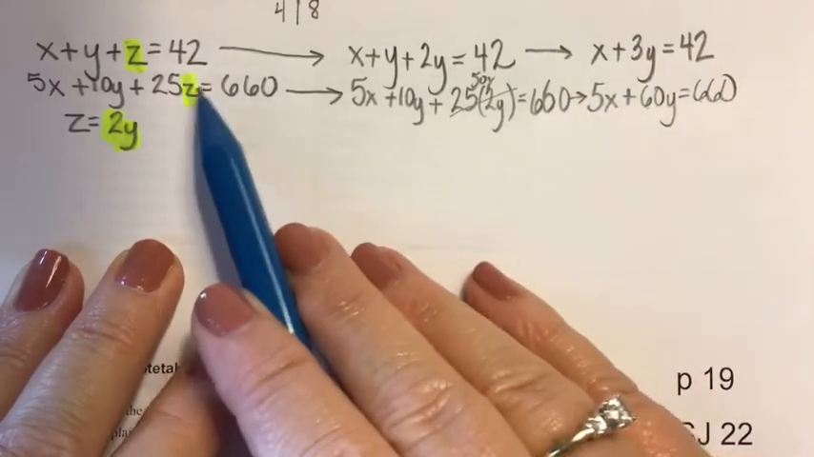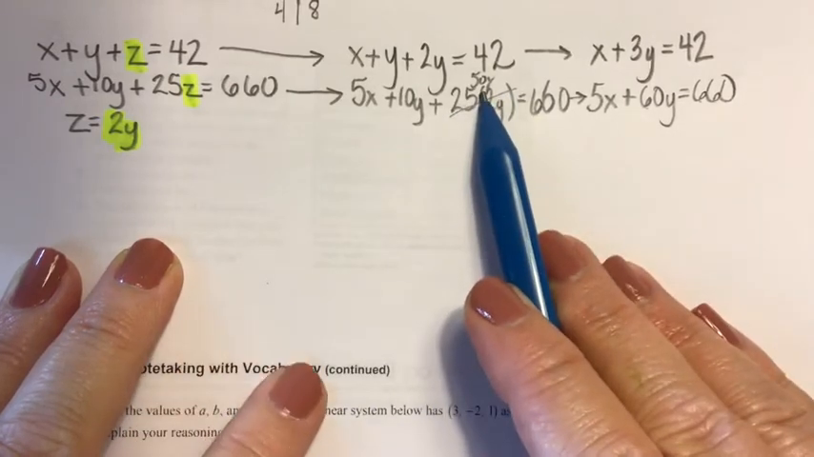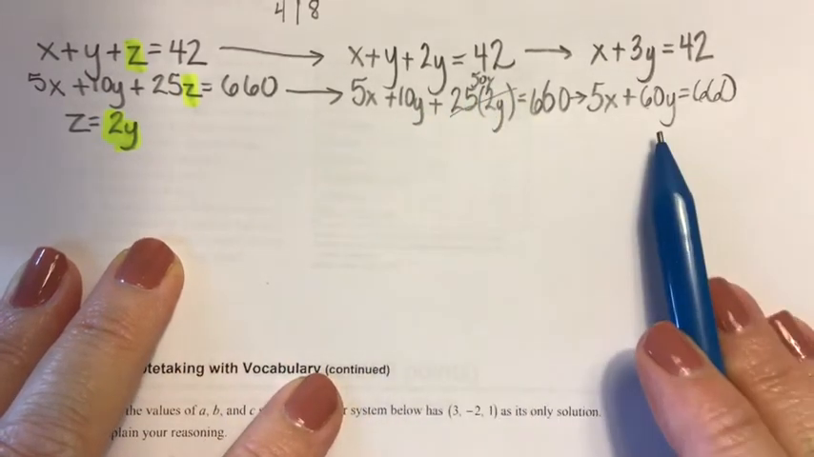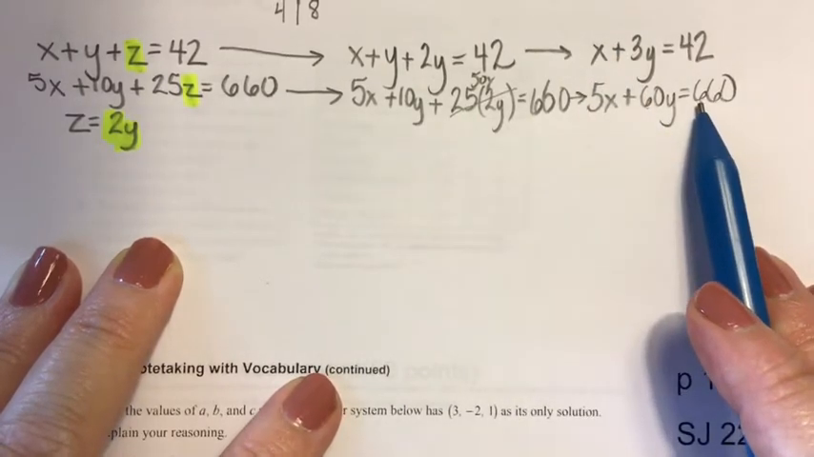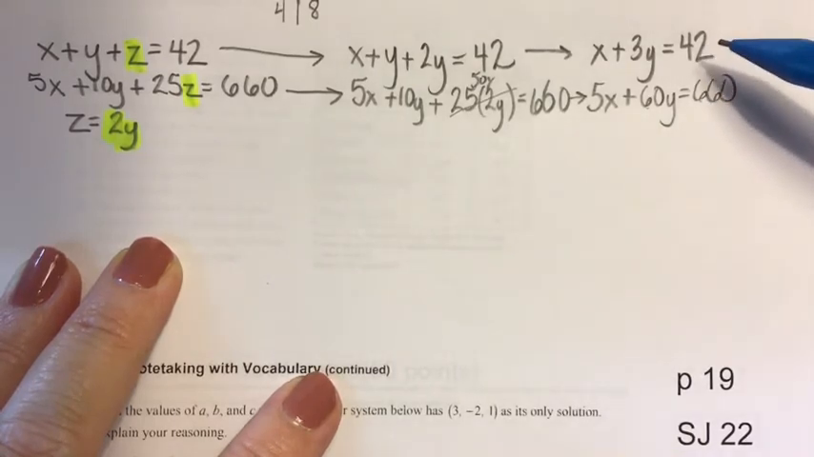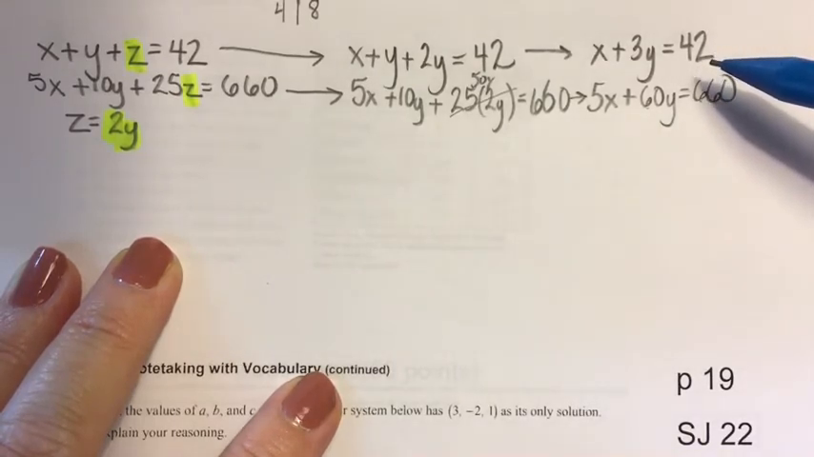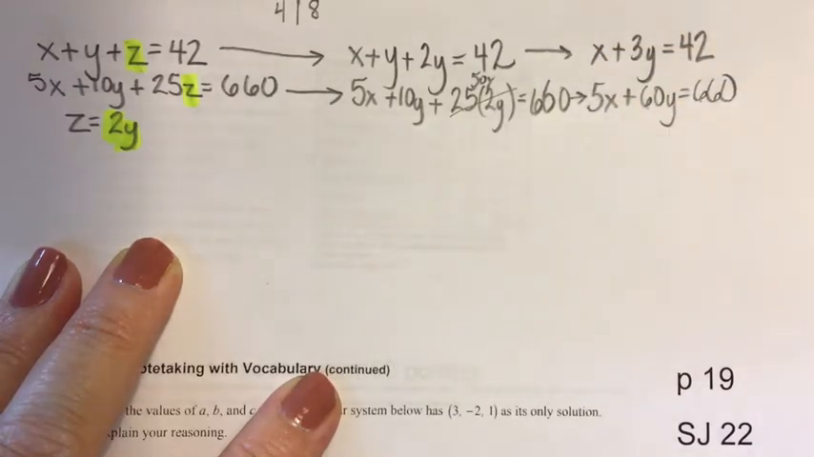I substituted 2Y in for Z. I multiplied and got 50Y. 50Y plus 10Y is 60Y. And now I have a system of two equations. I'm going to do elimination with this system of two equations. I believe just because of the size of the numbers, I will choose X to eliminate. If you would like to do that as well, please pause the video.